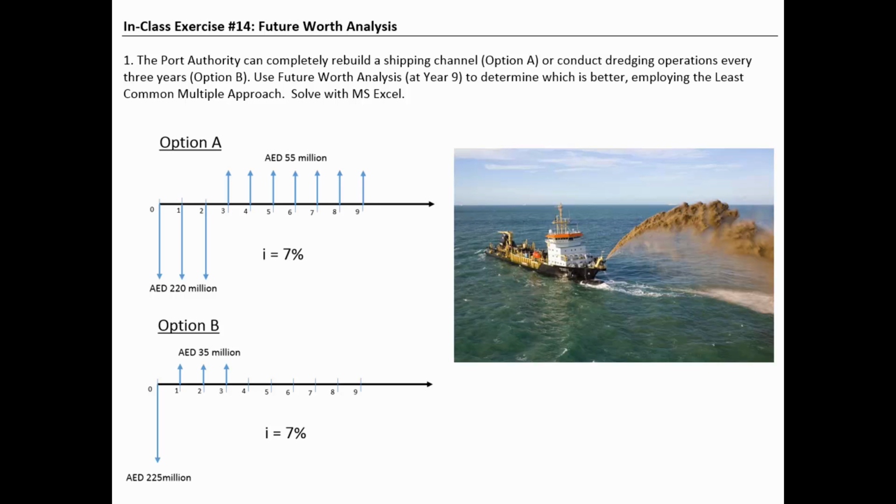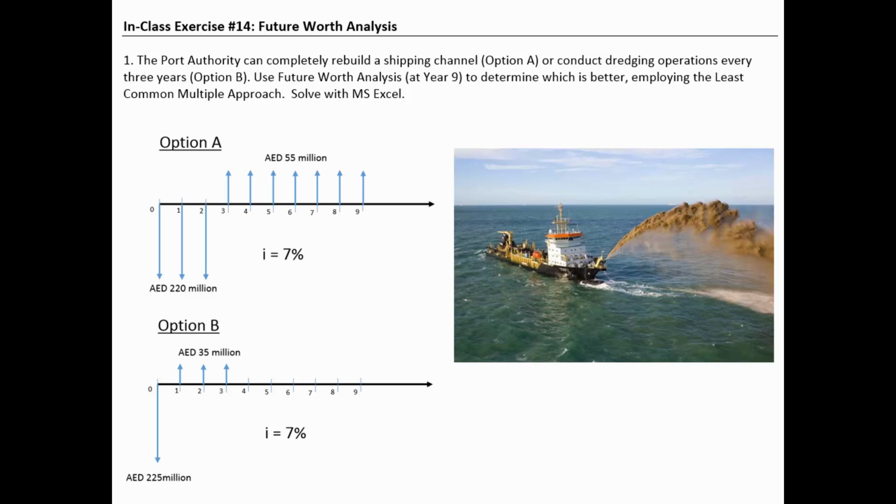This is an example with the Port Authority. They can either completely rebuild a shipping channel, which is option A, and you'll notice from option A, it costs them $220 million each. There are 3 payments of $220 million, starting in year 0. They have to spend the money to start the construction. So they have 3 payments of $220 million, and then starting at the end of year 3, they receive revenue until year 9. So that's the cash flow diagram for option A. Option B represents a more temporary solution. It's periodic dredging. Rather than rebuilding the shipping channel completely, they can just dredge it every 3 years.